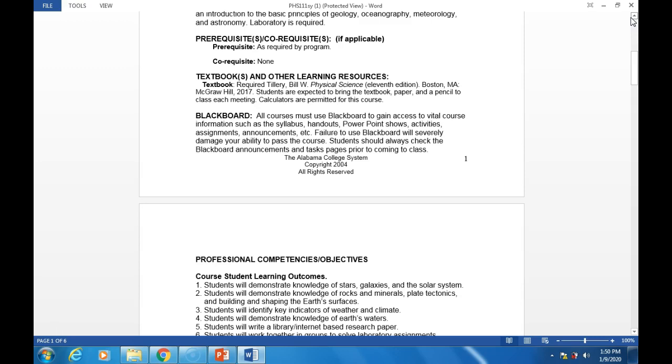Now, first place, courses don't use Blackboard. You know, students use Blackboard, but we'll put that aside now because courses don't gain access. Students gain access, okay? The vital course information such as the syllabus. Well, I'm in Blackboard right now. We're looking at the syllabus. So, yeah, this is true.